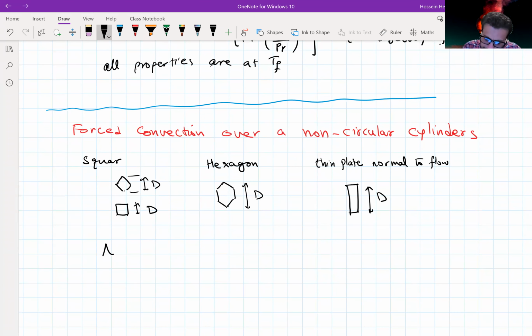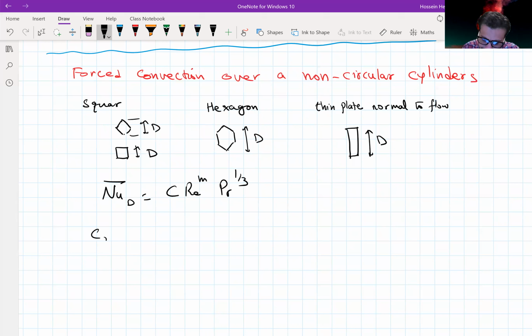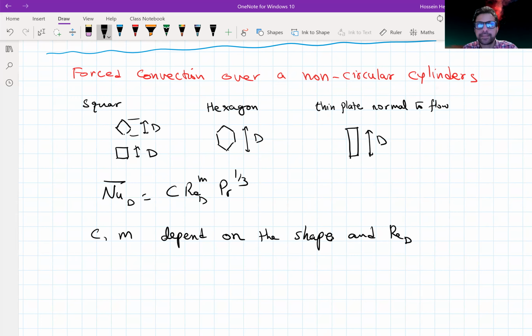So the average Nusselt number based on D is going to be C Reynolds number D to the power of m, Prandtl number to the power of 1/3. And here, similarly, C and m depend on the shape and Reynolds number, Re_D, and we can find them from the table in the text.